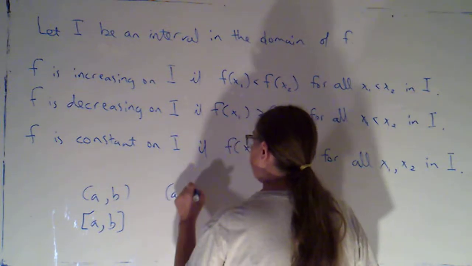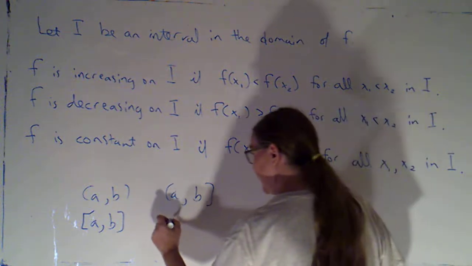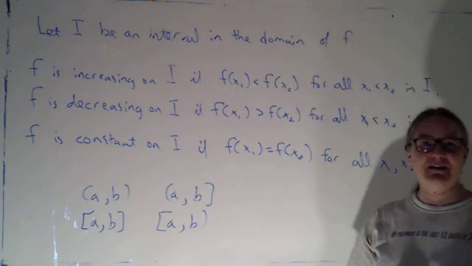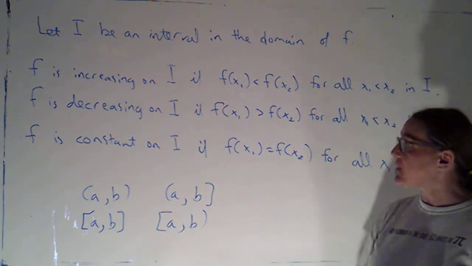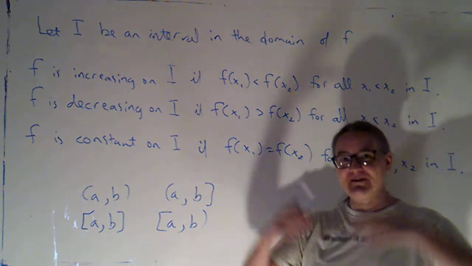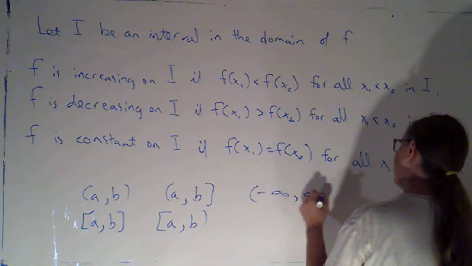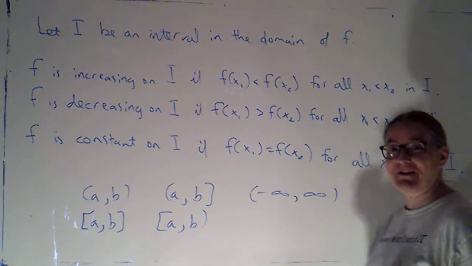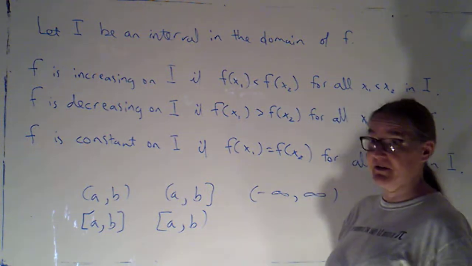So I could have from A to B, not including the left endpoint, but including the right endpoint, or I could have from A to B, including the left endpoint, but not the right endpoint. The word interval encompasses all of those possibilities, and it also encompasses the possibility of an infinite interval. So we could have negative infinity to infinity, or we could have one of the endpoints being infinite and one being finite. So lots and lots of possibilities there.